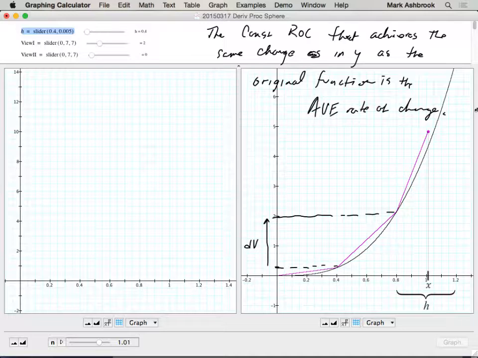So this is key because it's not like averaging test scores, right? You're not adding up a bunch of numbers and dividing by the number of them, right? So this is a different kind of use of the word average. By average rate of change, we mean the constant rate of change that's going to end up giving you the same change in your y, whatever your y quantity is, as the original function. Does that make sense?